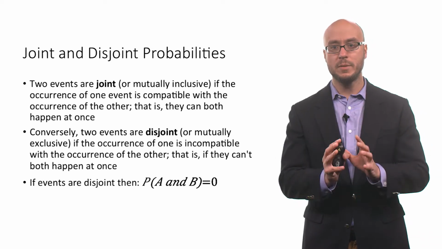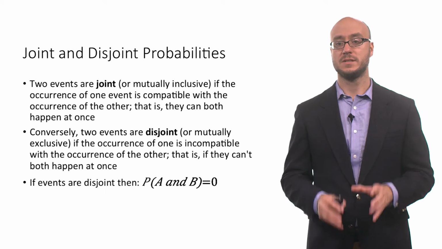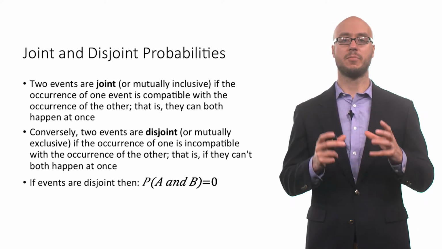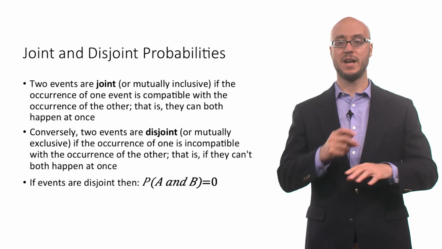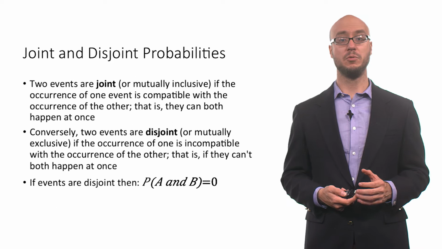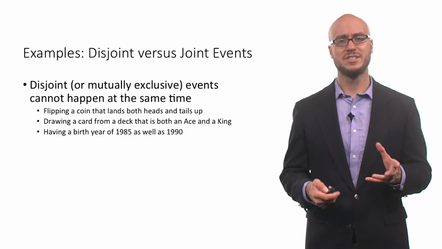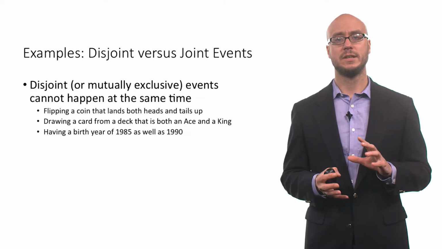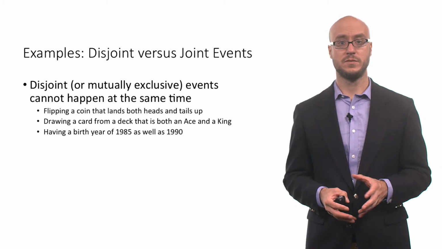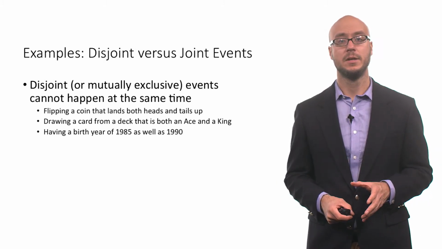The joint probability of disjoint events is 0, meaning if you have event A and event B, the probability of A and B occurring together, it's impossible. It's 0. In that case, we would say that two events, they're disjoint. So here's an example of joint versus disjoint events. So disjoint events, they're just mutually exclusive. They can't happen at the same time.